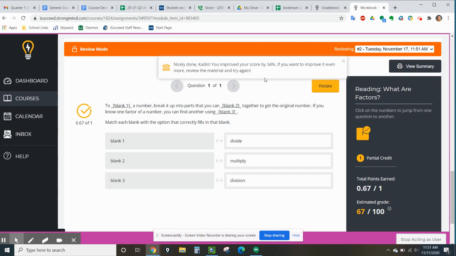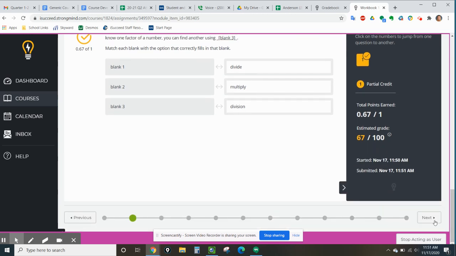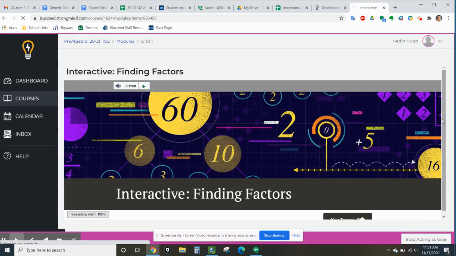Okay, so you improved your score by 34%. So since you retook it again after the due date, you now have a 67 out of 100. So that's great that you got to improve your score by that much. So that is how you can retake things. So then when you're done with the workbook, then what you should do is hit next. And I think this is probably what you did throughout the first lesson.